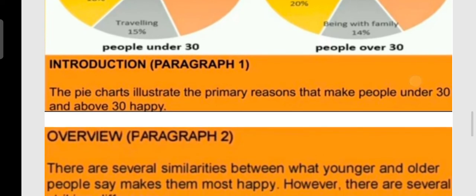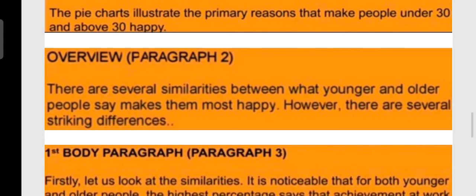So this pie chart illustrates the primary reasons that make people under 30 and above happy. Now the overview. You do not have to write this overview, paragraph 1, paragraph 2, in the fair draft.